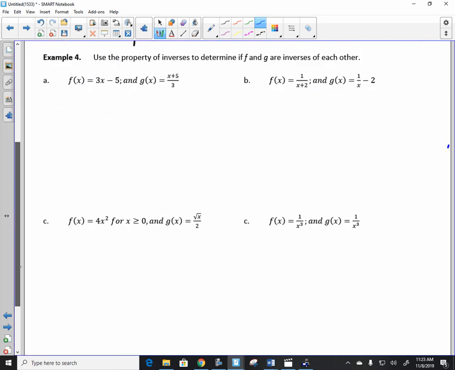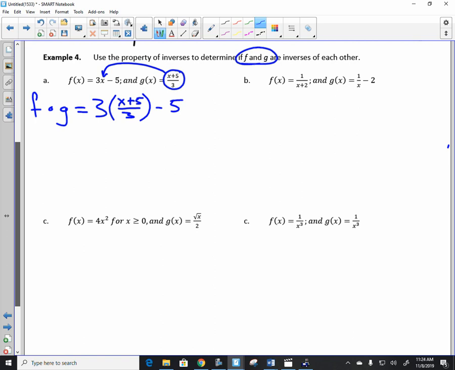So this is actually kind of fun. It says, use the property of inverses to determine if f and g are inverses of each other. And what we do is we compose. F composed of g. So what do I do? What does that mean? I take that guy, and where do I drop it? I get 3 times the quantity, and I need you to make sure you're careful with your work. Please put parentheses wherever you have an x. It'll help me follow your work.